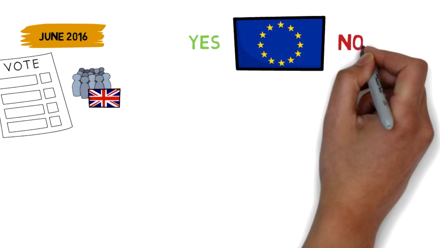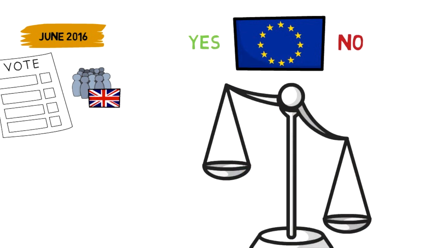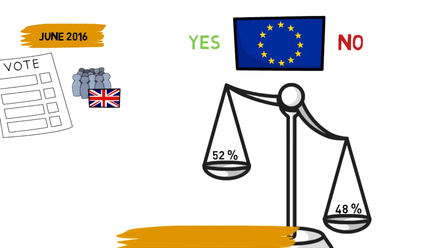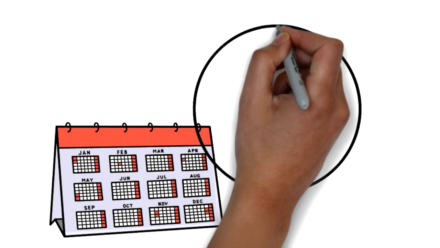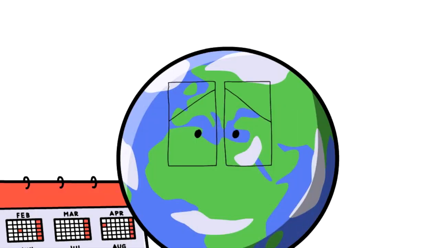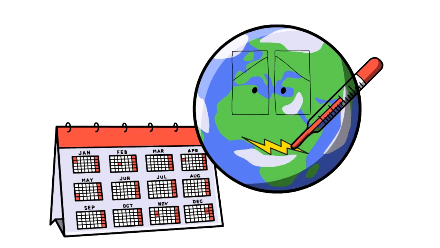The result was that 52% of British people voted to leave. After 4 years, this so-called Brexit finally happened on January 31, 2020. Right now, the EU and the United Kingdom are talking about their future relationship. Climate change is still high on the agenda, and EU leaders agreed to reduce harmful emissions.